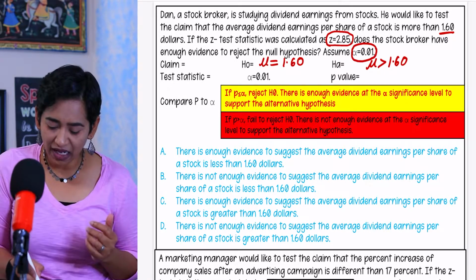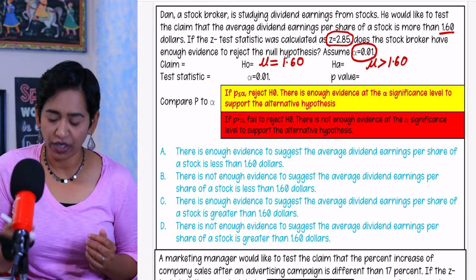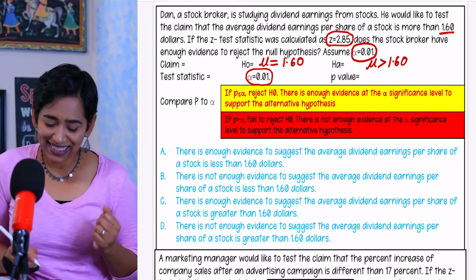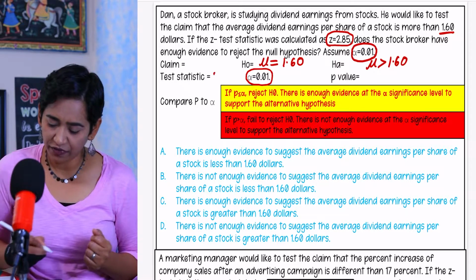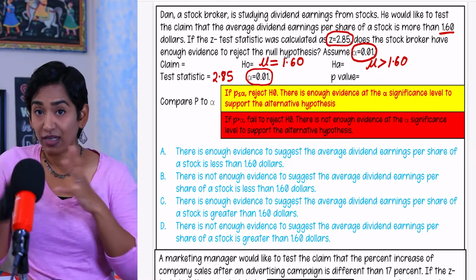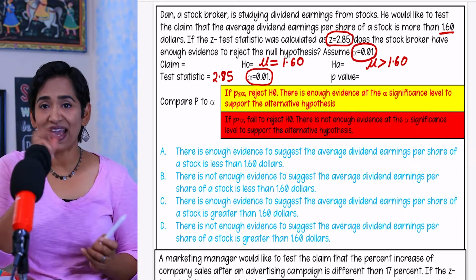Do I have my alpha? Yes, my alpha is 0.01. What is my test statistic? Which is 2.85. What is my p-value? Let's go ahead and look at the problem and get our p-value.